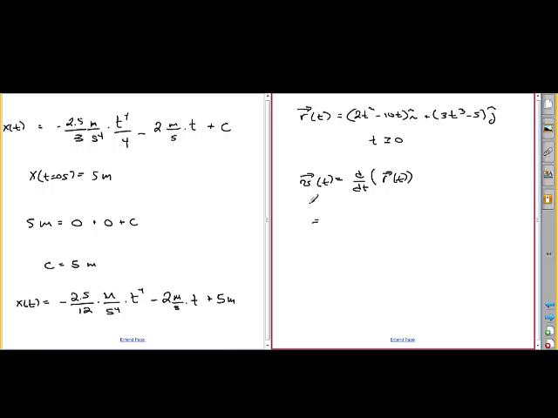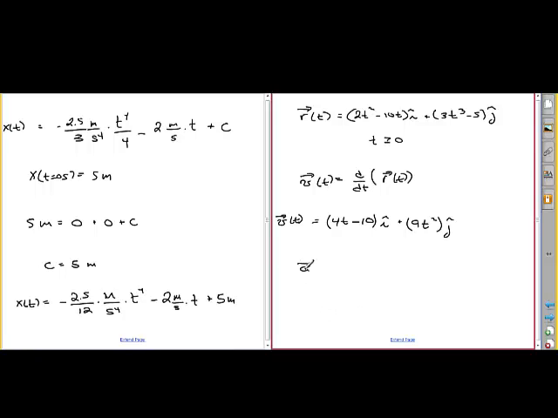So the velocity as a function of time is going to be, when you take the derivative of this part, 4t minus 10. That's because the derivative of t squared is 2t, 2 times 2 is 4, so you get 4t, and the derivative of t is 1, so you get negative 10. And you multiply that whole thing by i hat, the unit vector in the x direction. And then here you take the derivative of this, which is going to be 9t squared. The derivative of the constant is 0, so you get 9t squared times j, so that's the velocity vector.